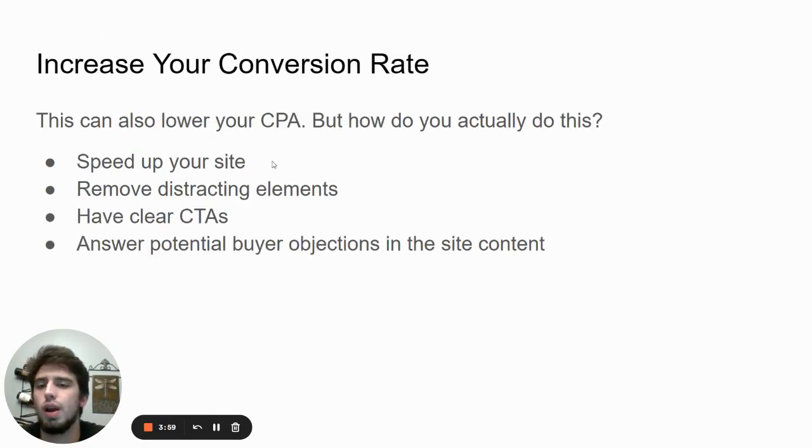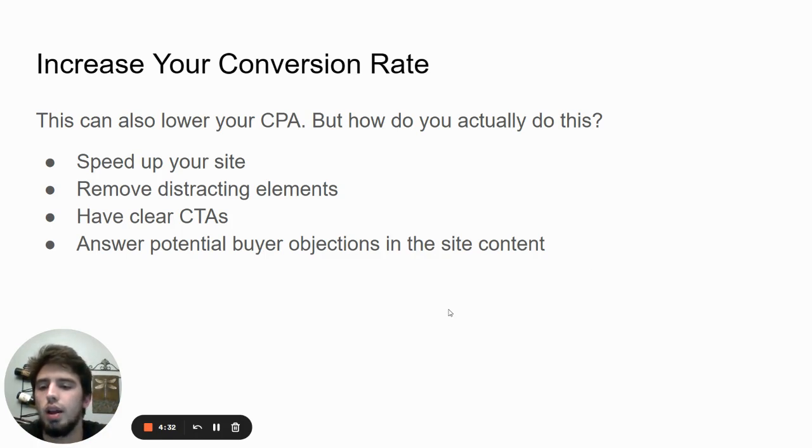Increasing your conversion rate on your website is another way you can lower your CPA. You can do this by doing things like speeding up your site, removing any of the distracting elements. If there's elements on your website that are distracting, that aren't really necessary, just take them off. You generally want a very focused website with very clear call to actions. They should be able to easily see where the add to cart button is. It should stand out on the website.